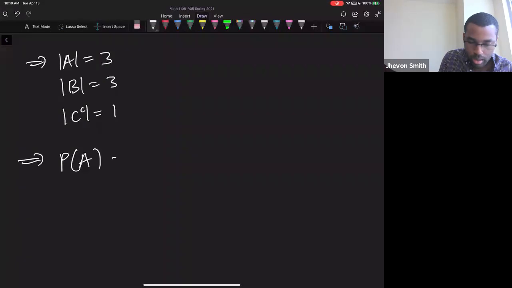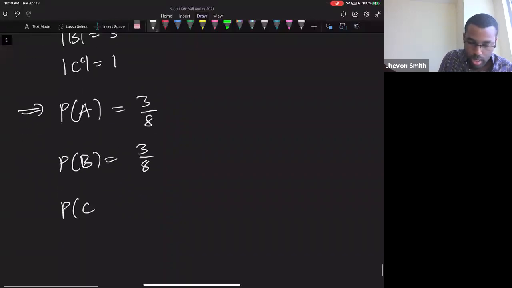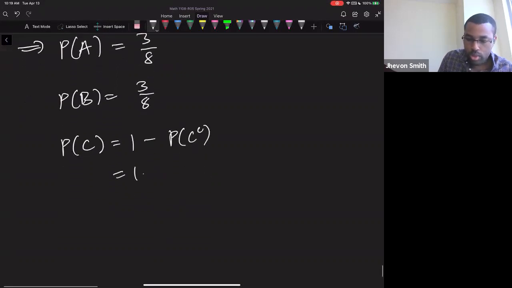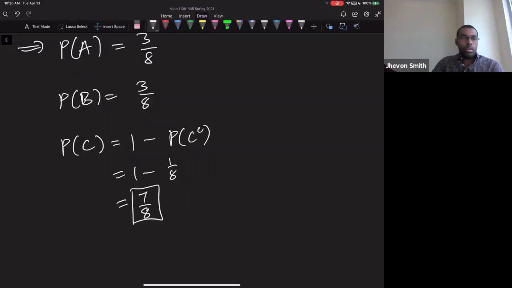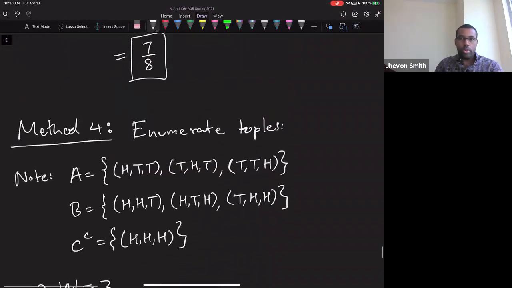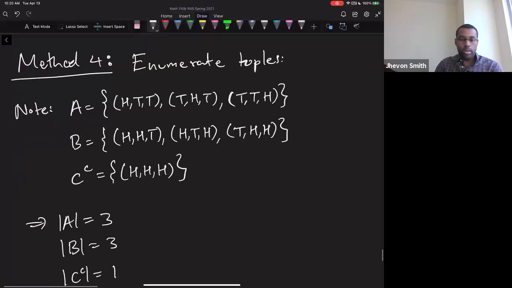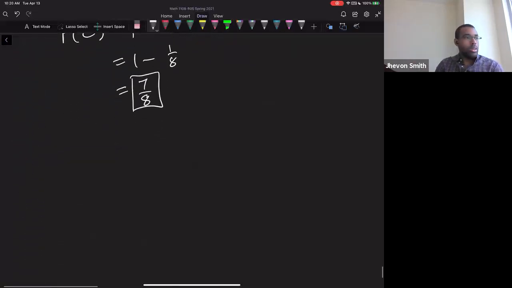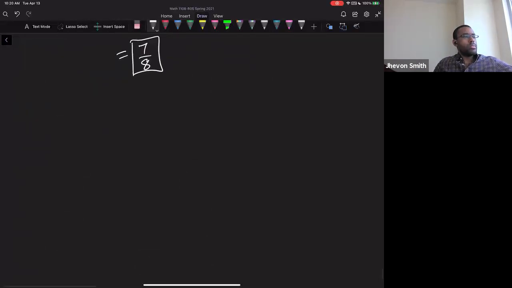And so you get the probability of A is 3 out of 8. Probability of B is 3 out of 8. And the probability of C is 1 minus the probability of C complement, which is 1 minus 1 over 8. Yeah, but then you'd have to like brute force count all these guys and put the positions in manually. But I mean, it's possible.